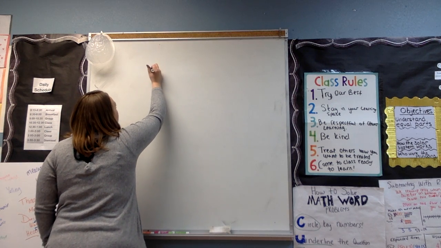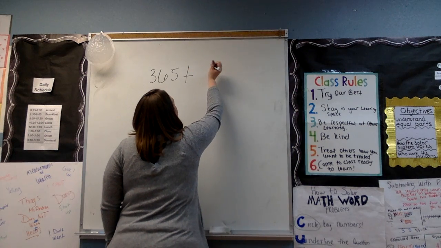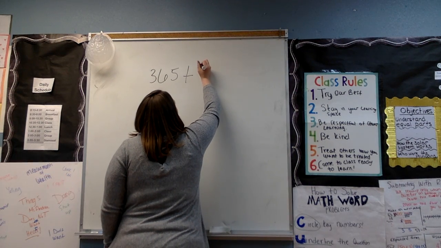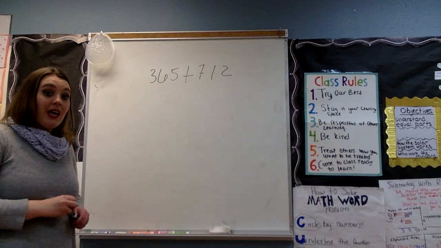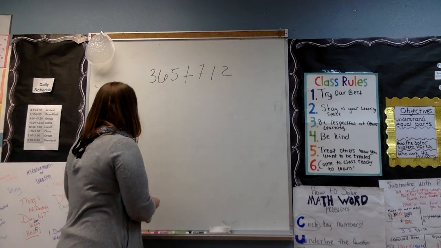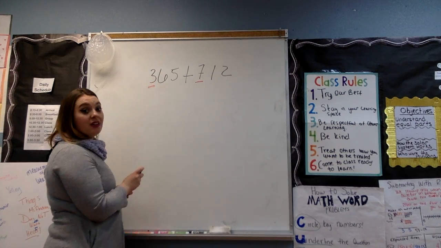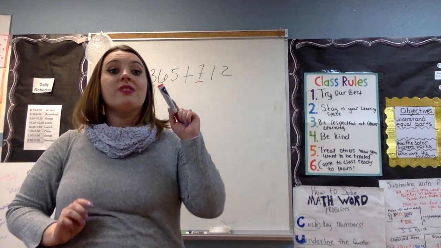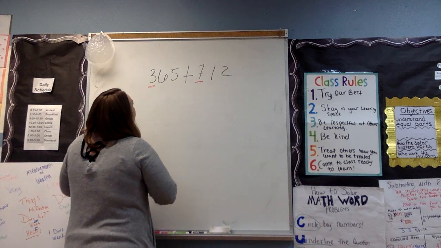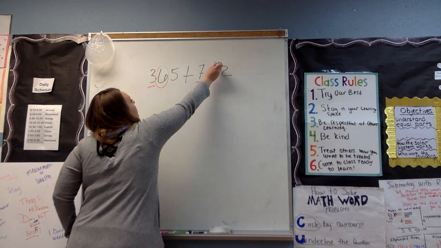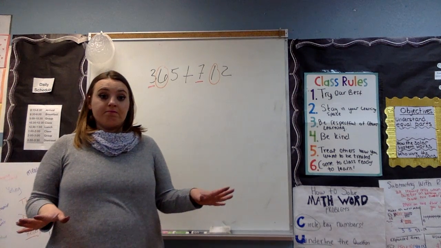So I'm going to give you a little bit more challenging one. Let's do 365 plus 712. Okay? And I'm going to round this one to the hundreds. All right, if I'm rounding the hundreds place, I'm going to use the tens place to be the deciding digit. So I'm going to circle that 6, and I'm going to circle that 1. Now, everything else is the same. Okay?